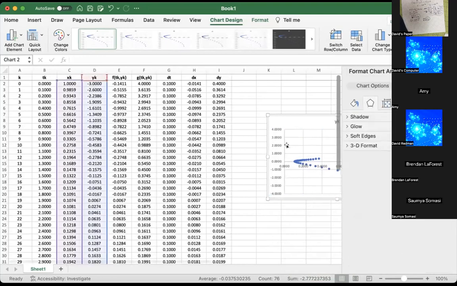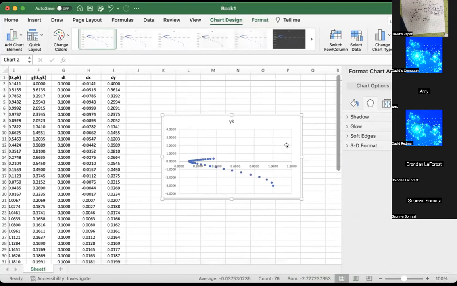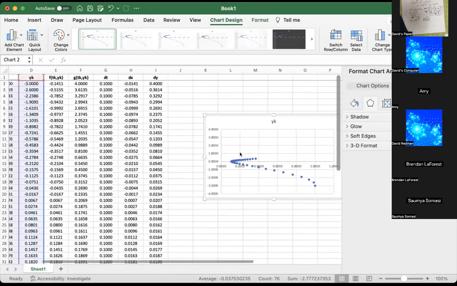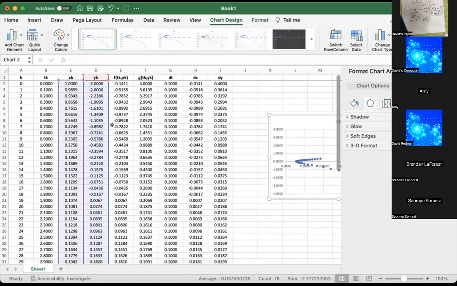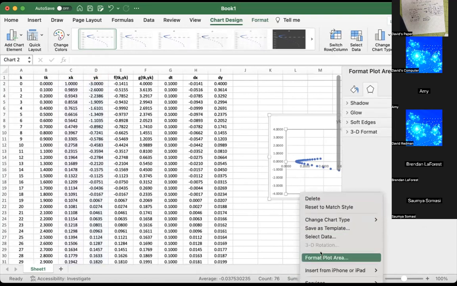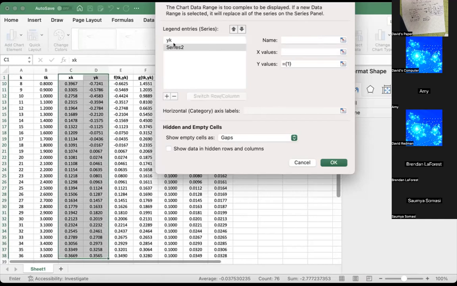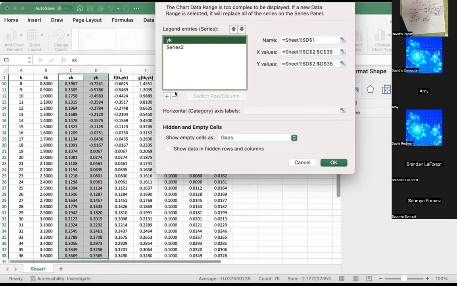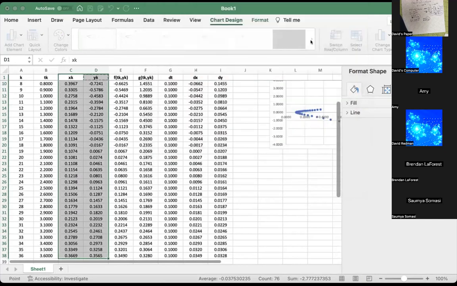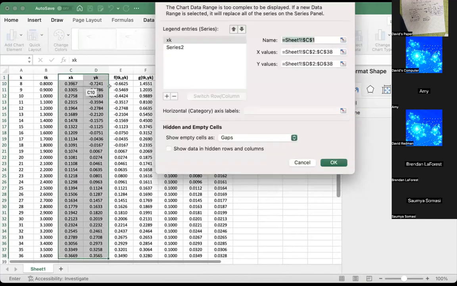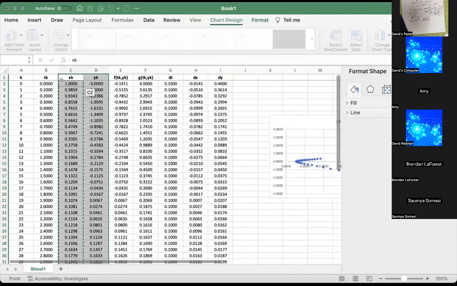Why am I not showing X and Y? So I'm not formatting the vertical axis. Let me go to select data. So I want an XK and a YK. So my XK is going to be called on this sheet right here. My X values are going to be from here.